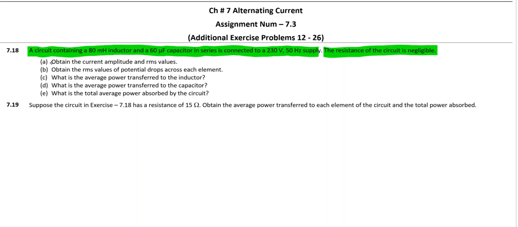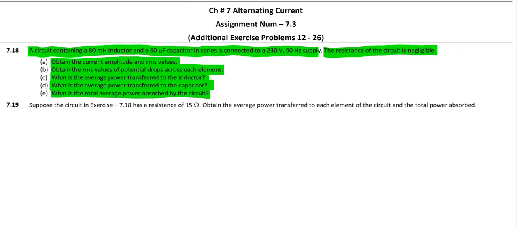For this circuit, we are asked to obtain the current amplitude and RMS value, obtain the RMS value of potential drop across each element, what is the average power transferred to the inductor, what is the average power transferred to the capacitor, and what is the total average power absorbed by the circuit.